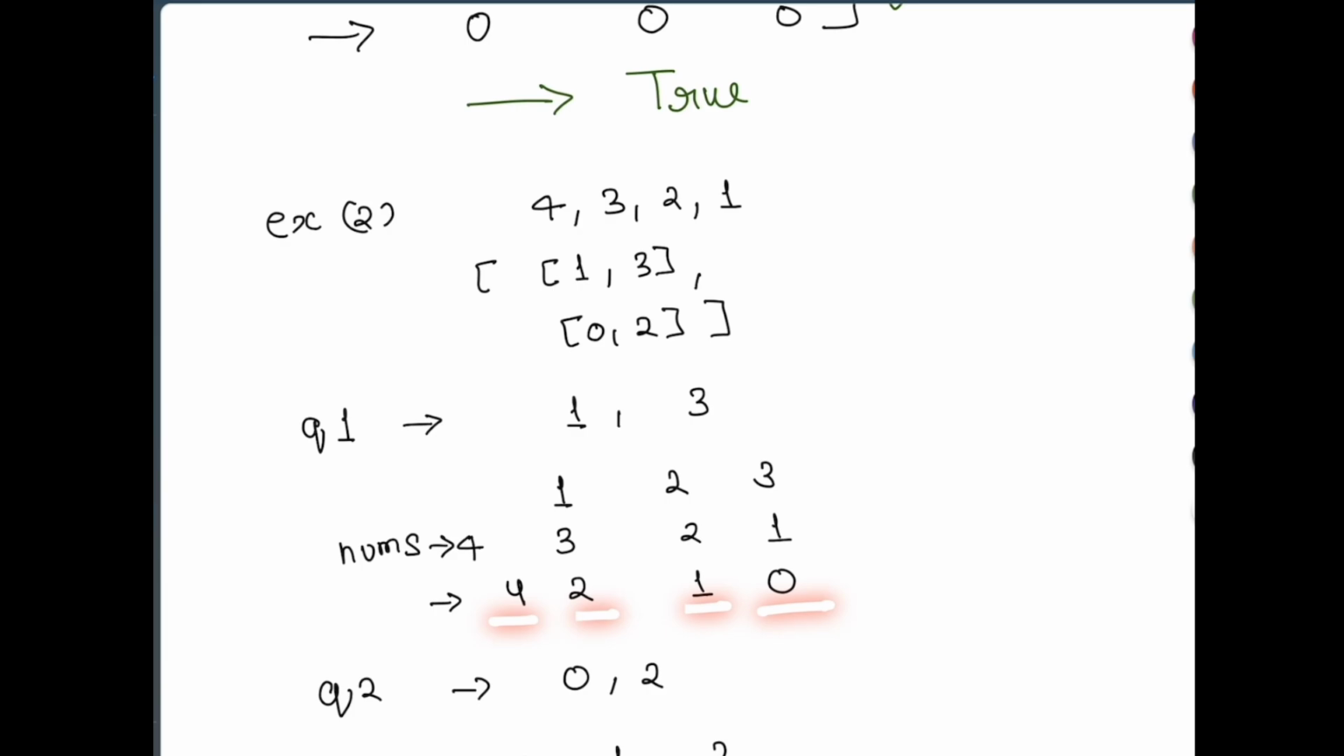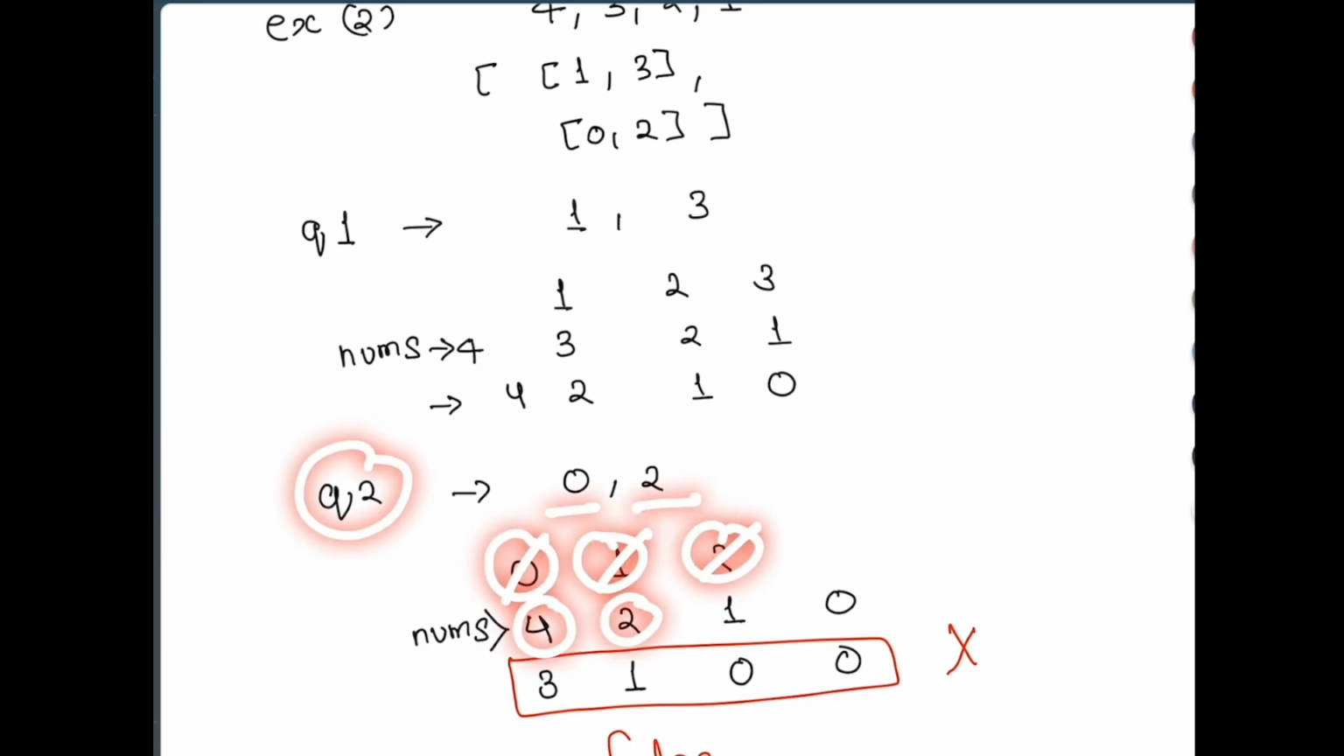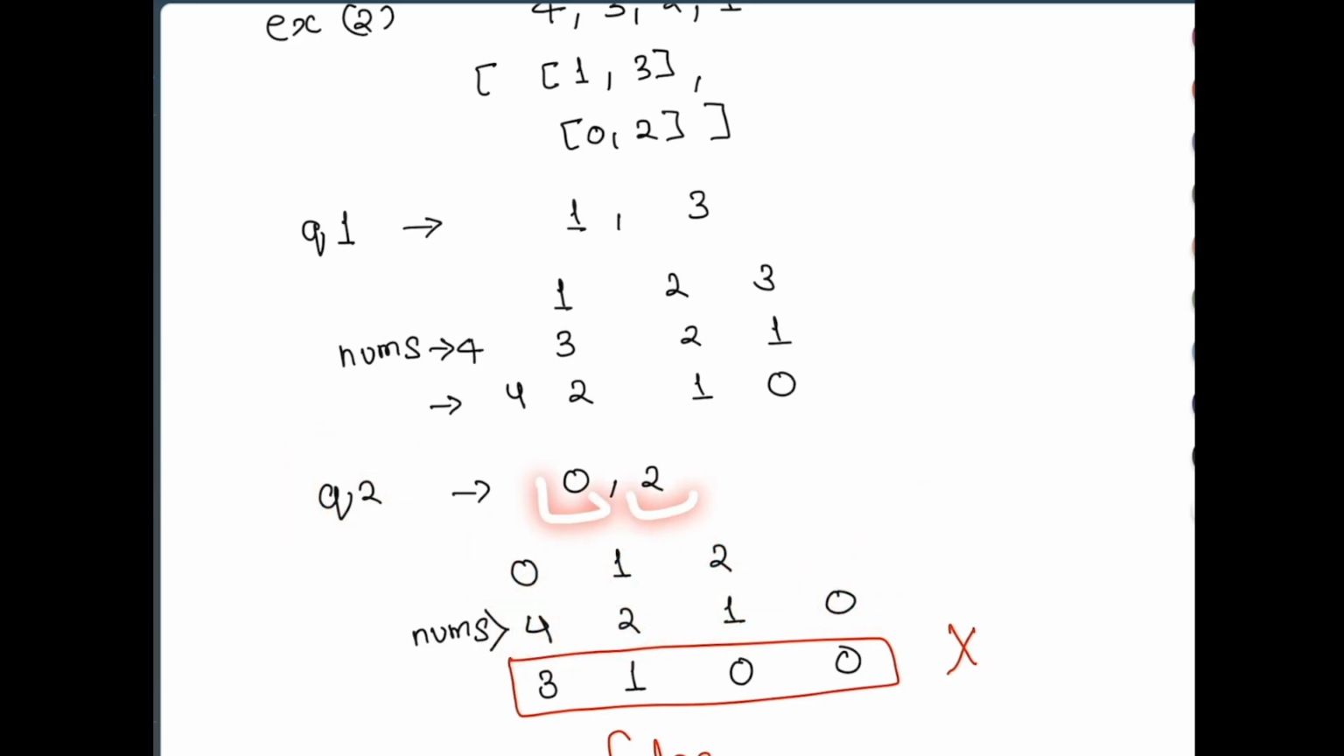This is not a 0 array, right? But we still have one more query which is 0 to 2. Let us try to process it. We have indexes 0, 1 and 2 because the query 2 is 0 to 2. The elements at index 0, 1 and 2 are 4, 2 and 1. This 0 is at index number 3, but our query is right now 0 to 2. The elements are 4, 2 and 1. All are more than 0. So we need to do the decrement.